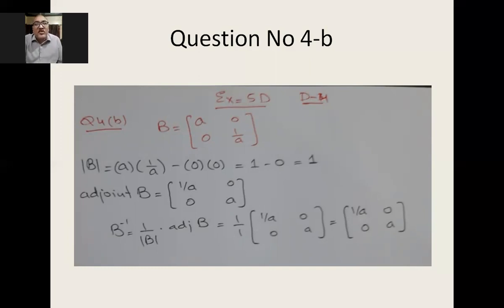Then I will find the adjoint of B. You know how to find the adjoint of B. We change the place of these two members with each other, so 1 by A will come here, A will be here. And then we change the sign of the members along this diagonal. Because they are zeros, they don't have any sign, positive or negative. And that's the adjoint of B. So the B inverse formula is 1 by B determinant into adjoint B, and that will be 1 by 1 into 1 by A, 0, 0, 1. So it will be 1 by A, 0, 0, A.